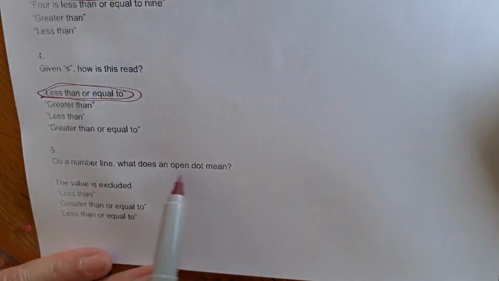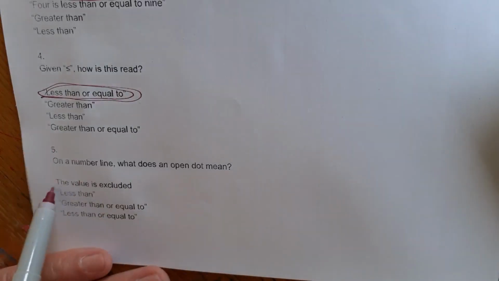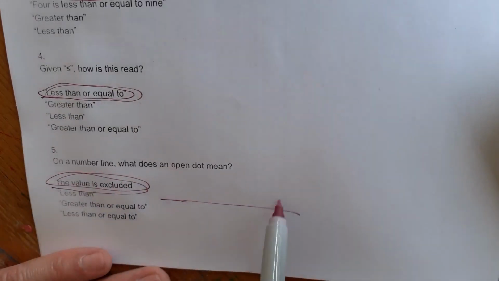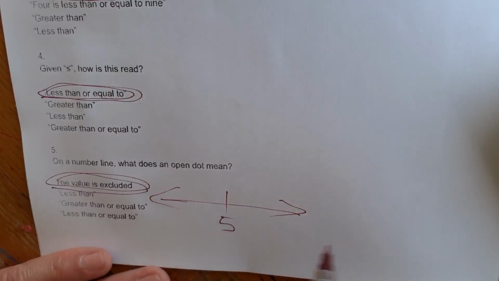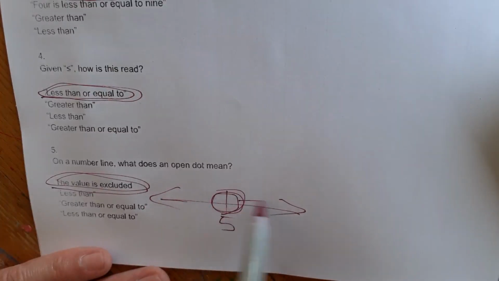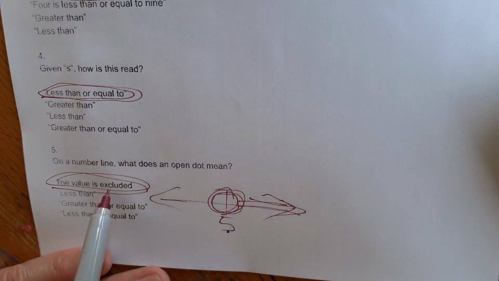This one is less than or equal to. On a number line, what's an open dot mean? An open dot means the value is excluded. So if you have a number line, and it's right here, let's say it's a 5 and it's an open dot, maybe going off to the right here. The open dot does not include the 5. Excluded means the 5 is not included in the set.